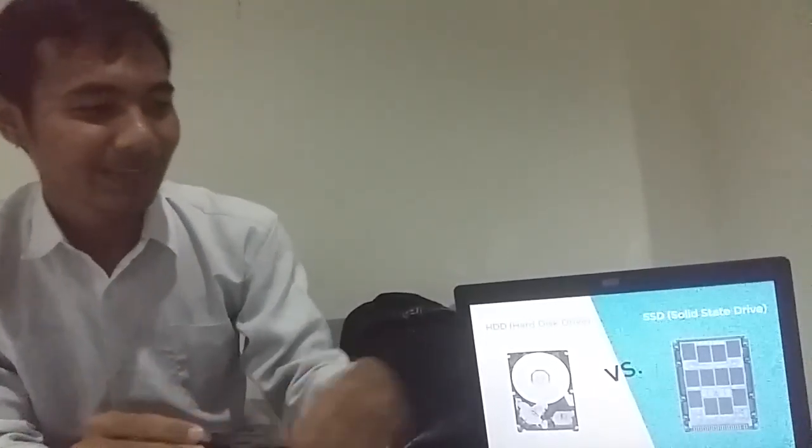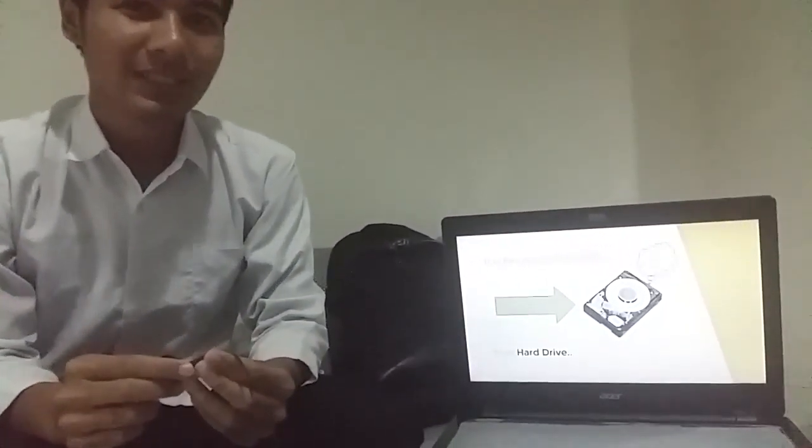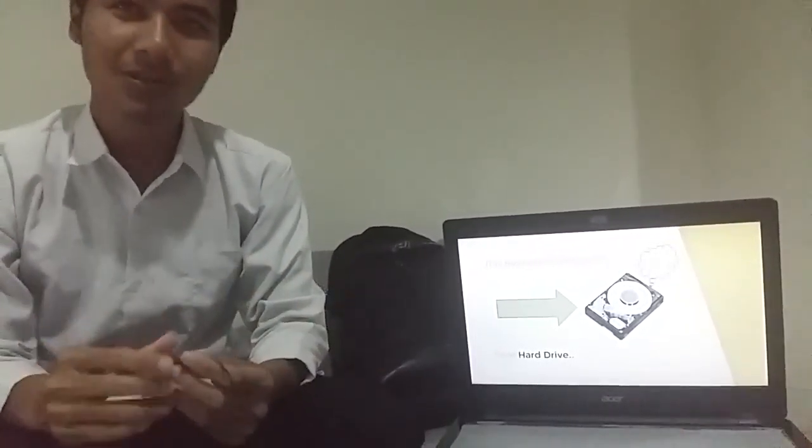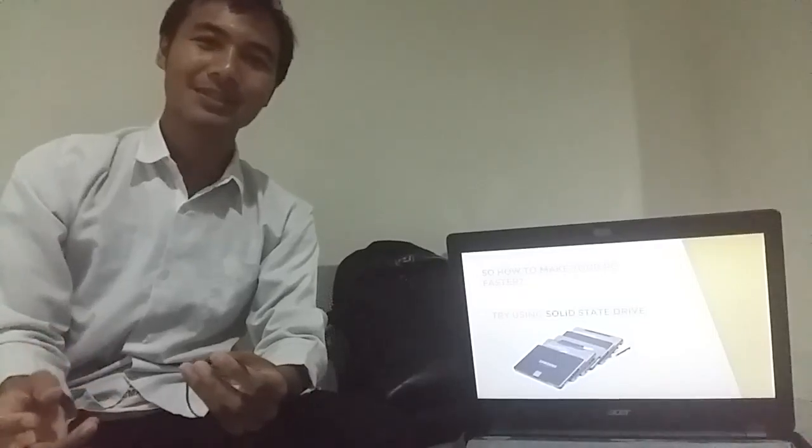Actually, have you ever heard about solid state drive? No? Okay. What you know is your laptop or your PC is very slow to load, and who should you blame? It's because of this thing, your hard drive. So how to make your PC faster? Try using a solid state drive.